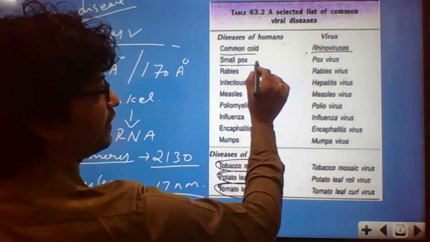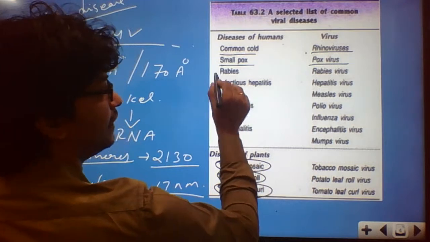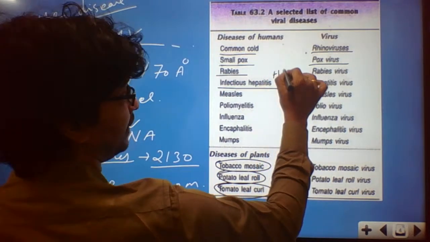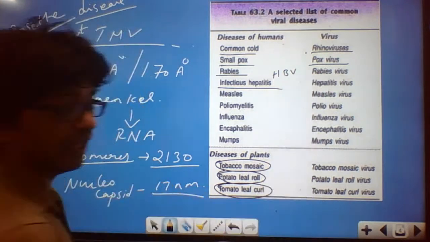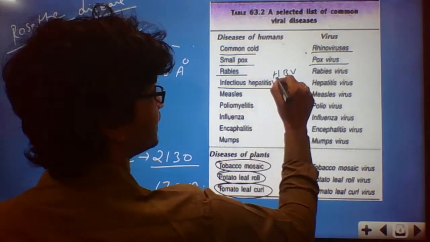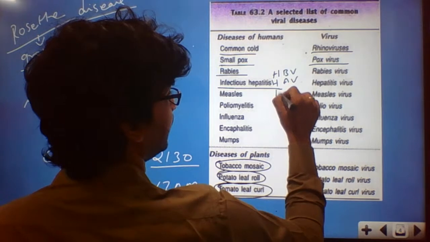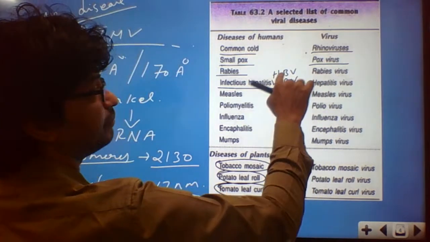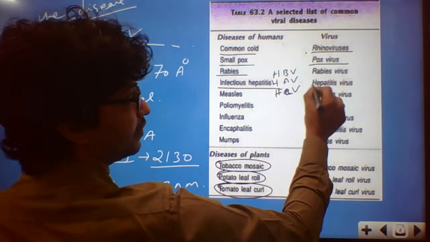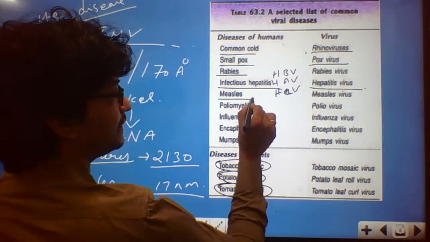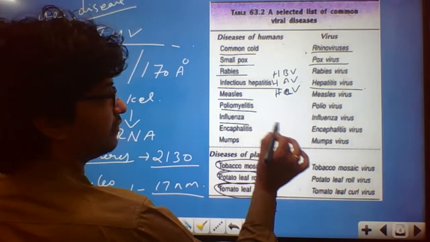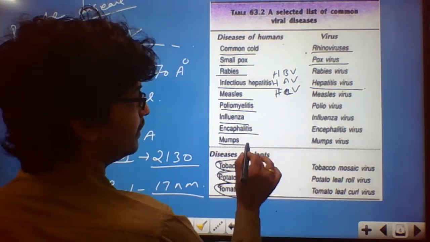which is completely eradicated, is caused by pox virus. Then rabies virus, and infectious hepatitis, which we call hepatitis of many types like HBV, HAV, and we also have HCV, right? But mostly hepatitis B virus is bloodborne. Then we have measles virus, polio virus, influenza virus, encephalitis, and the mumps.